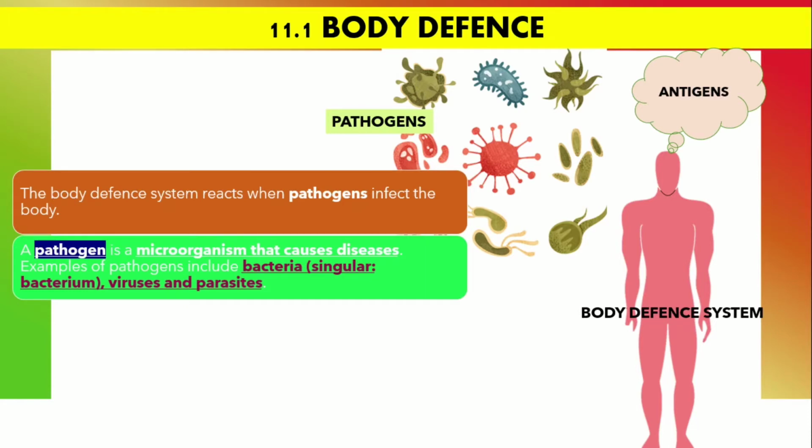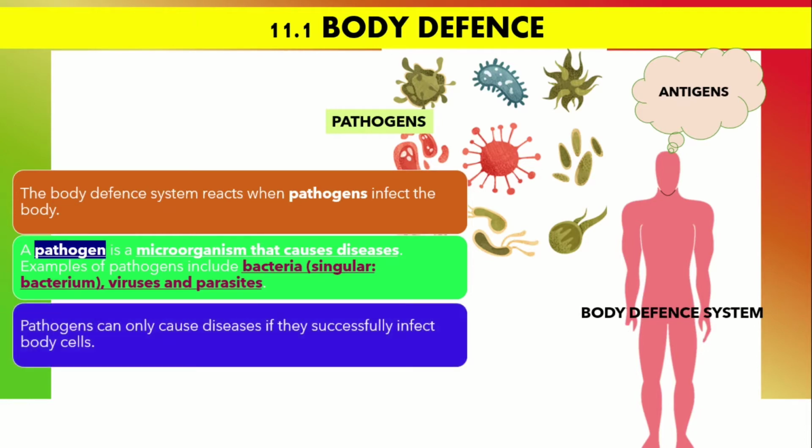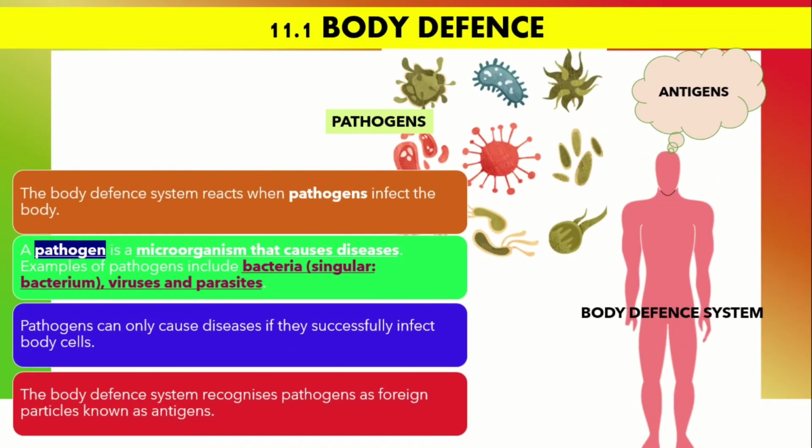So, what is a pathogen? A pathogen is a microorganism that will cause diseases, for example bacteria, viruses, and parasites. This pathogen can only cause diseases once it invades or successfully infects our body cells. The human body defense will recognize the pathogen as a foreign particle, and we call it an antigen.